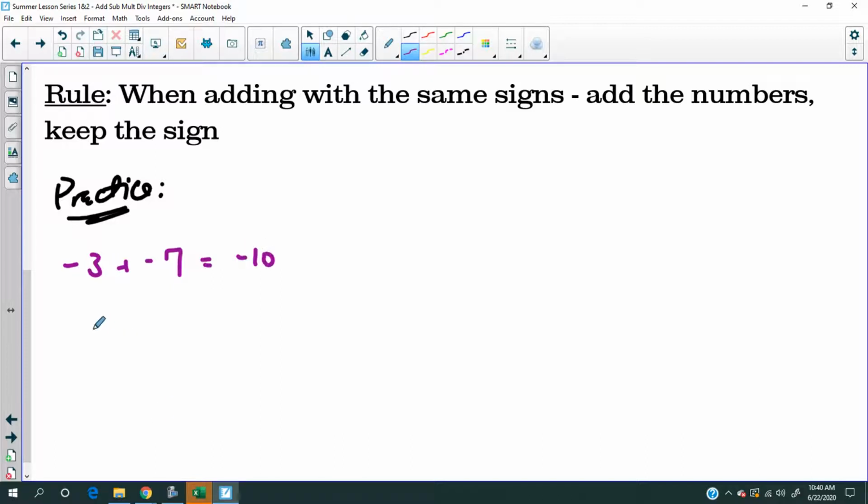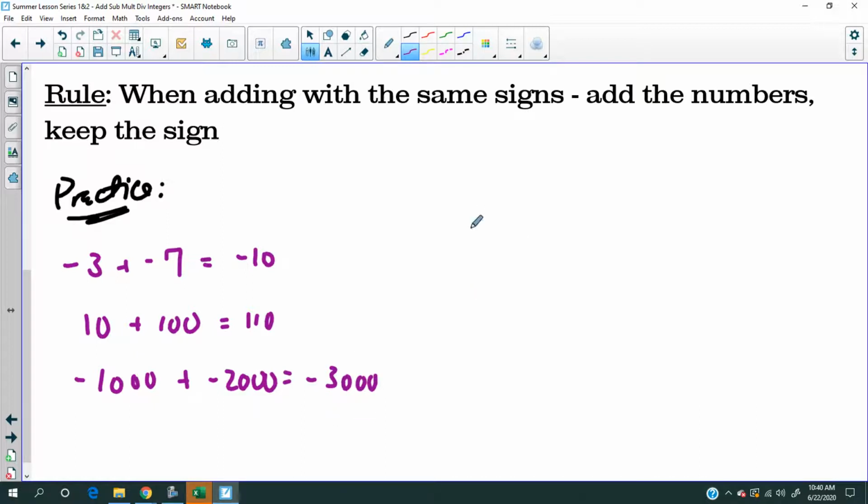Okay, so one more time. What's negative 10 plus negative 100? Yeah, negative 110, okay, right? Same signs, right? What is negative 1,000 plus negative 2,000? Yep, negative 3,000, right? Let's do two more. Okay, so you see where we're going with this? How about this? What's negative 5 plus negative 10? Yep, negative 15.